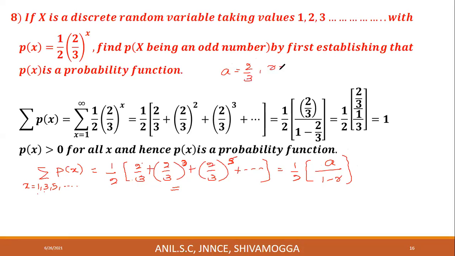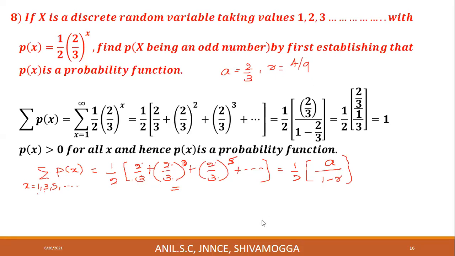And r is the common ratio, any term divided by its previous term. 2 by 3 whole cube divided by 2 by 3 is 2 by 3 whole square. 2 by 3 whole power 5 divided by 2 by 3 whole cube is 2 by 3 whole square. 2 by 3 whole square means 4 by 9.